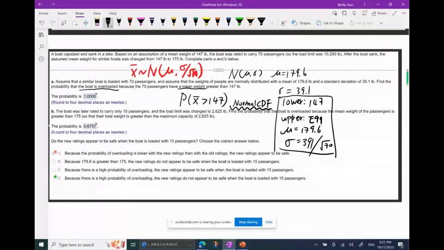You are right. I confused myself because I did not write it very properly. I'm sorry. 39.1. Okay. Fix that. 39.1 divided by root 70. So now I have a value 1. Do you guys have a 1 as well? Yeah.